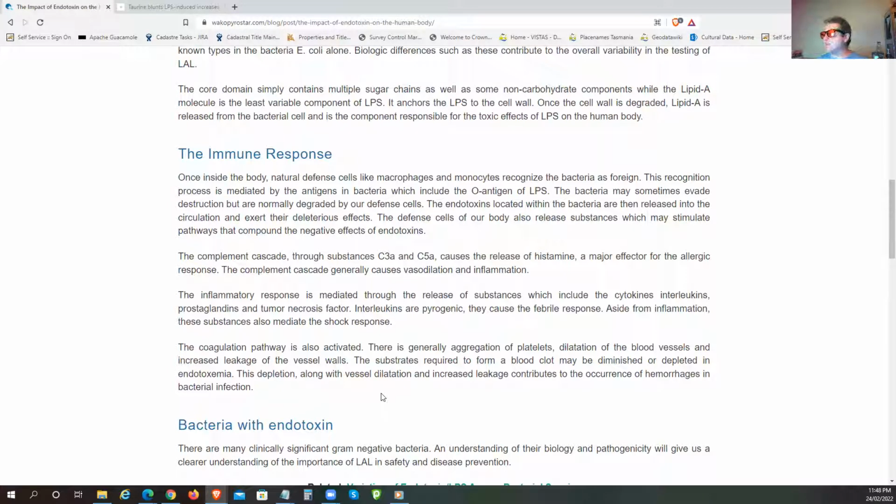These substrates require a form of blood clot, which may be diminished or depleted in endotoxemia. This depletion, along with the vessel dilatation and increased leakage, contributes to the occurrence of hemorrhages in bacterial infections.